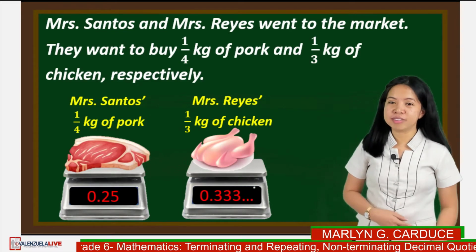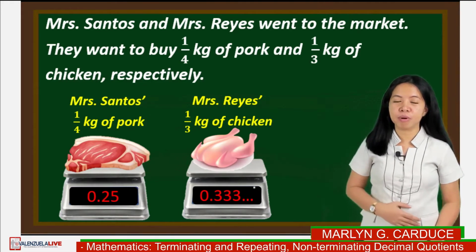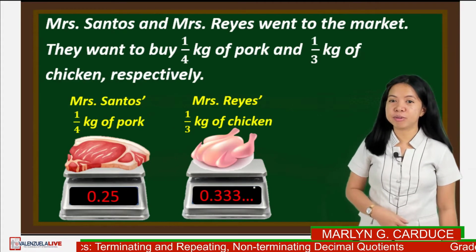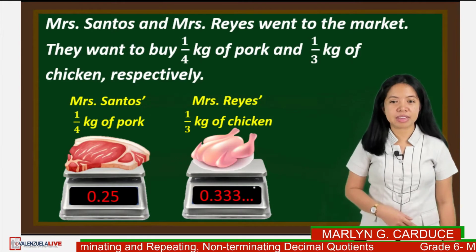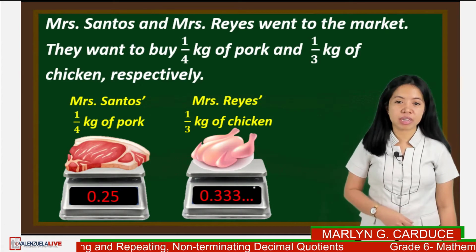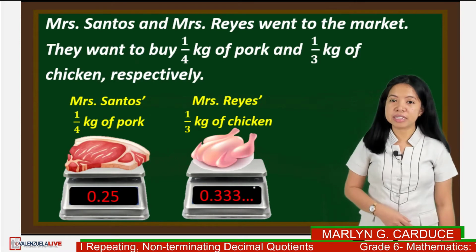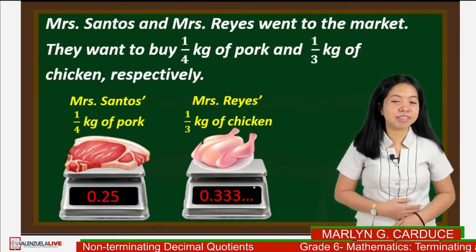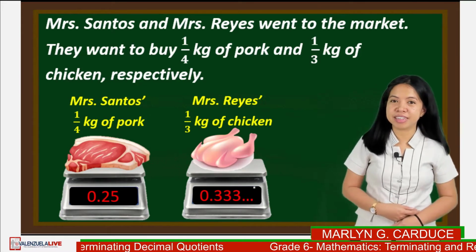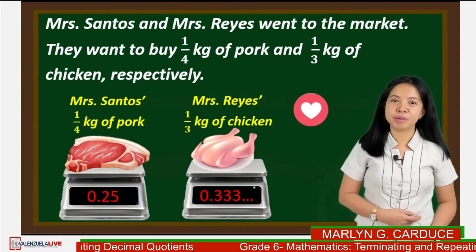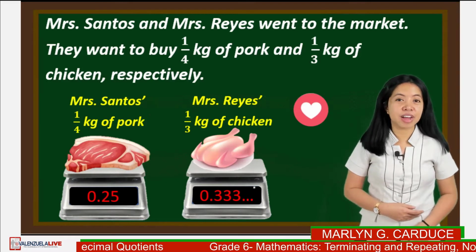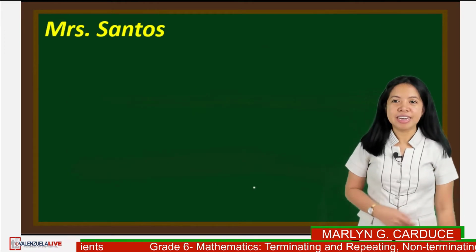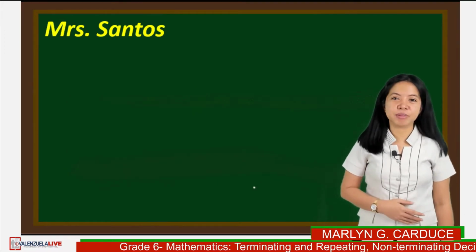For Mrs. Santos, her 1/4 kilogram of pork read as 0.25 kilogram, while for Mrs. Reyes, her 1/3 kilogram of chicken reads 0.333 kilogram. Now, did Mrs. Santos and Mrs. Reyes get the right weight of meat? If yes, put a heart reaction. If not, put a like reaction. So let us check if they get the right weight of meat.